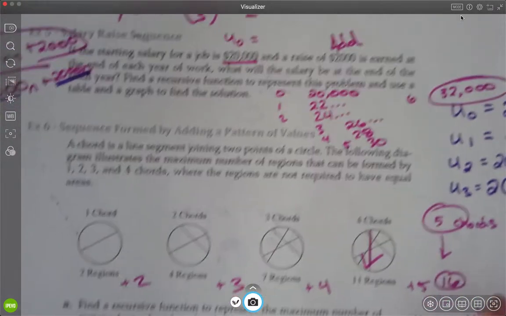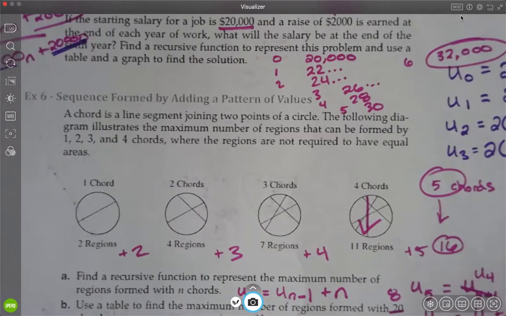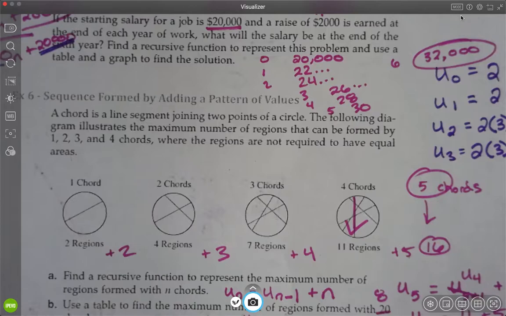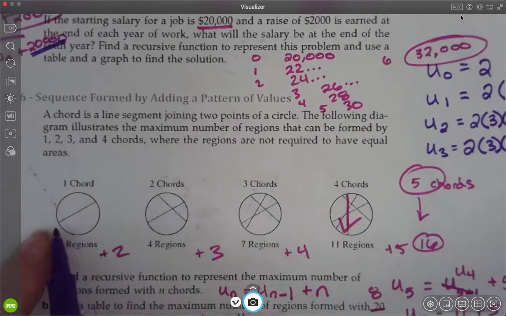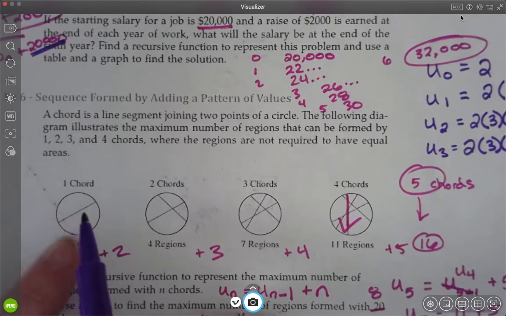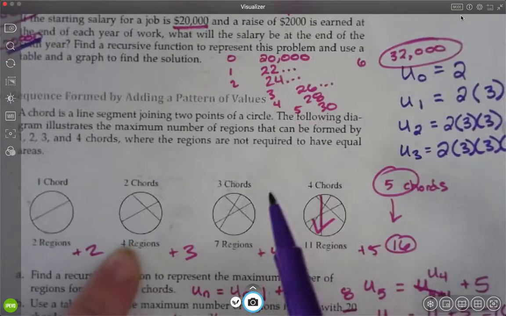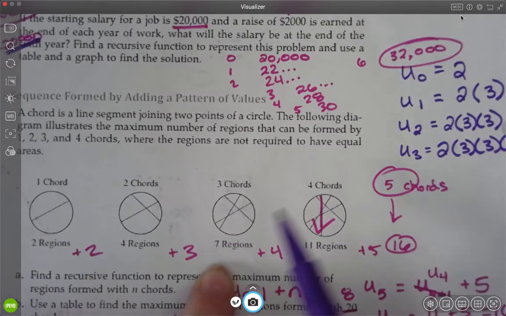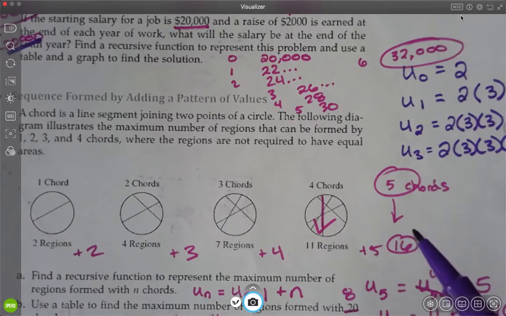All right, this next one, example 6, is a sequence formed by adding a pattern of values. In this example, one chord going all the way across the circle splits it into 2 regions. 2 chords split it into a possible 4 regions. 3 chords make a possible 7 regions. 4 chords make 11 regions. 5 chords we had to figure out made 16.